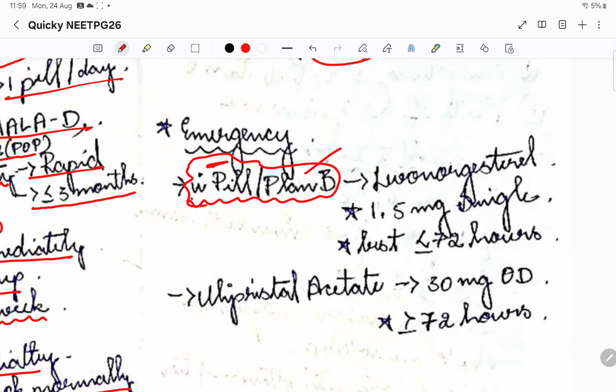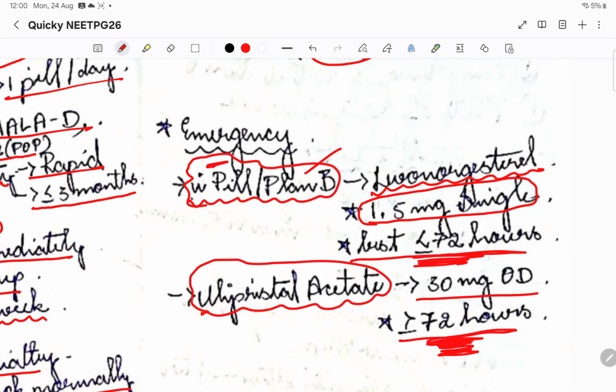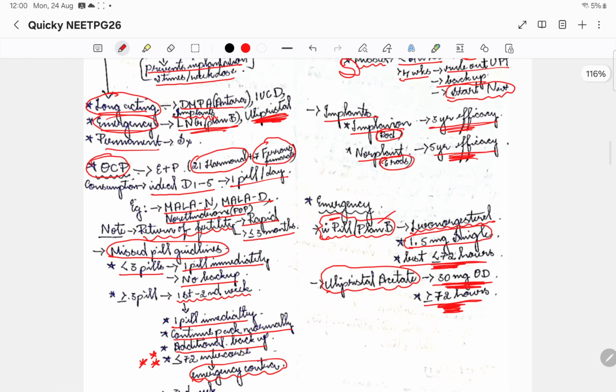So what does it contain? LNG, that is levonorgestrel, a 1.5 mg single dose, and it is best used within 72 hours. If it is less than 72 hours and the patient comes and tells you they have a fear of conception, this is what you do: I-pill or Plan B. If the period has reached more than 72 hours, we use ulipristal acetate, a 30 mg single dose, as an emergency contraceptive.